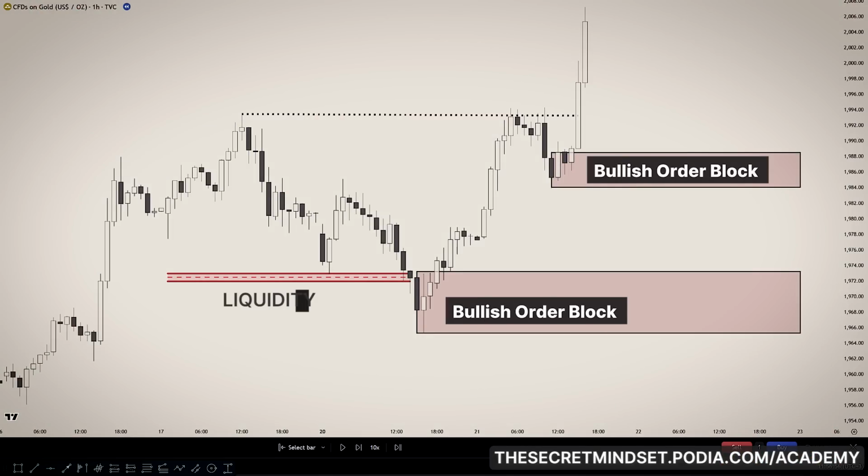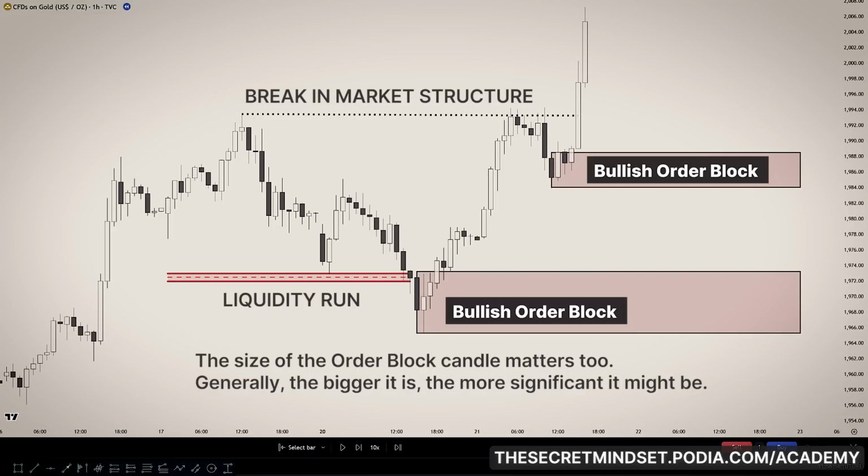Then the order block should trigger a break in market structure. This shows strength and commitment to the move. The size of the order block candle matters too. Generally, the bigger it is, the more significant it might be. It's like a bigger footprint. It shows that more traders were involved.